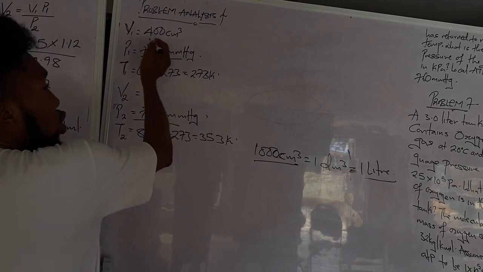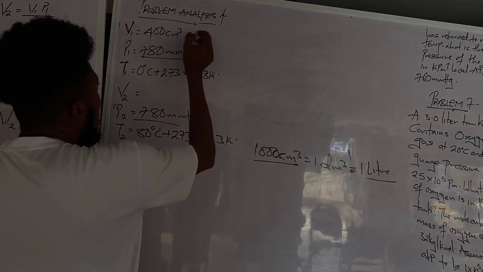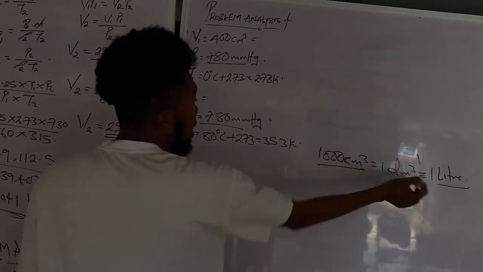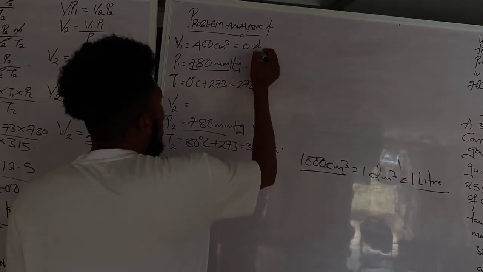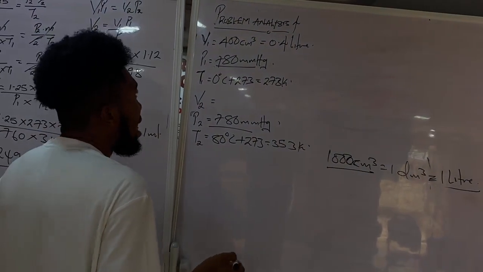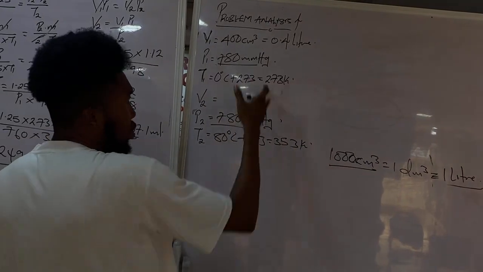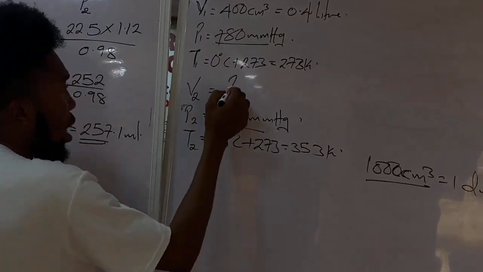Or you can decide you want to convert this 400 centimeter cube now into liters, and that gives you divided by 1000, because this is the conversion. Divided by 1000, that gives you 0.4 liters. So if I want to use the 0.4 liters like this, it simply means that I will just find the volume without conversion. So that's what we're going to do now. So automatically, we are looking for the volume.